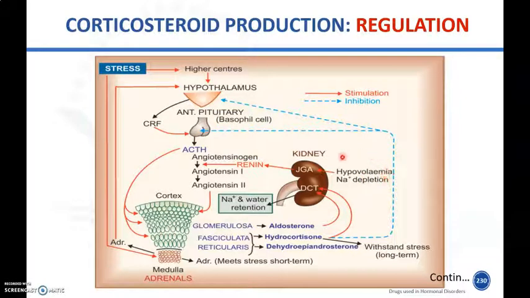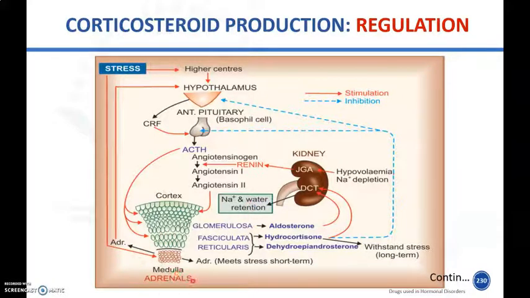And if there is hypovolemia and decreasing sodium in our body, that condition will activate the juxtaglomerular cells. They will release renin, and this renin will convert angiotensinogen to angiotensin 1, and then angiotensin 1 will be converted to angiotensin 2 by ACE, angiotensin converting enzyme. This angiotensin 2 also acts on the cortex to release aldosterone. That again leads to retention of sodium as well as water.